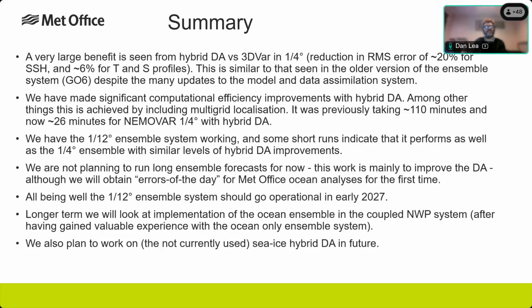So the summary is that we still see a very large benefit when we go from 3D-Var to hybrid DA at a 1/4 degree. The RMS error for sea surface height is improved by 20%, and about 6% for temperature and salinity, similar to the old version, despite the many updates. So that's really pleasing. The question that's always on my mind is why is that the case?